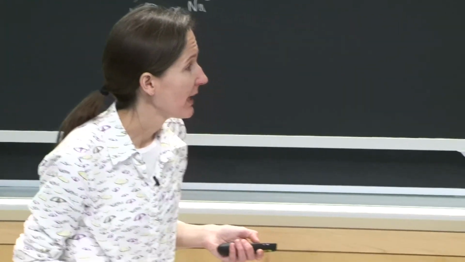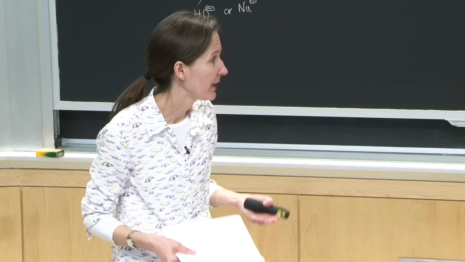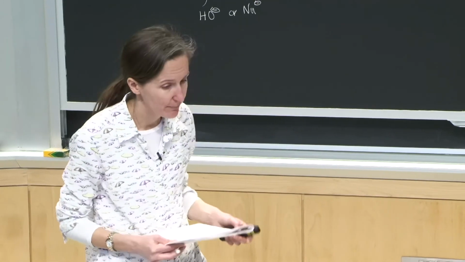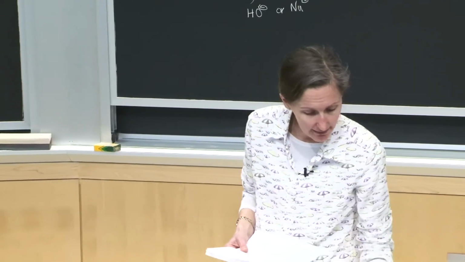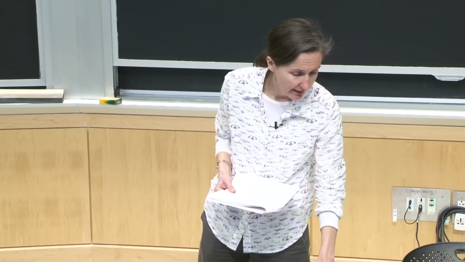And just in terms of cancer, just some observations. So it's been found that proliferating cells are sensitive to proteasome inhibitors. And there's some proteasome inhibitors that can selectively induce apoptosis in proliferating cells. And so cancer cells are proliferating, and there's interest in the use of these as anti-cancer drugs. So what I've included in these slides are some examples of inhibitors of each class, and then the mechanisms.